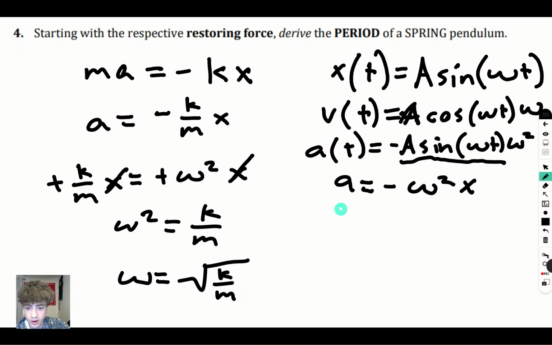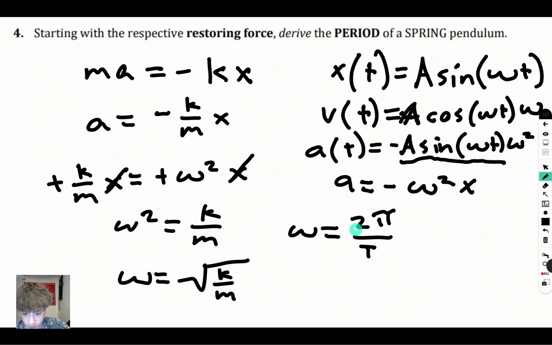And from here, our last step is to use our omega equation that has time in it, or period in it, which is omega is equal to 2 pi over t. You can remember this by remembering that omega is angular velocity, which is radians per second. Here we have 2 pi, which is 2 pi radians, one complete revolution in a circle, and we have t, which is the period of one revolution in seconds.